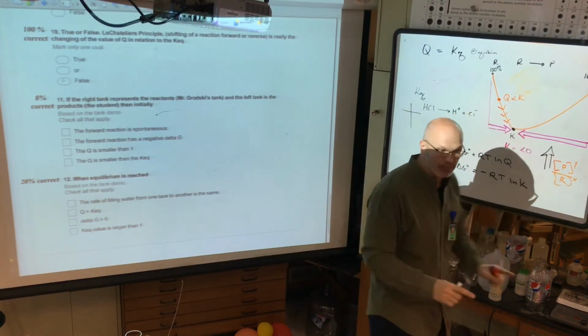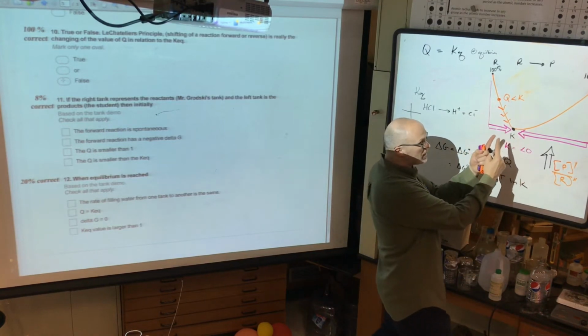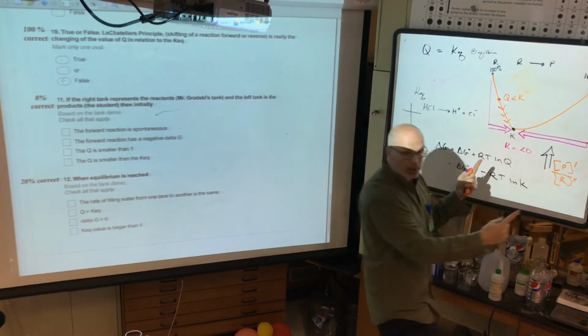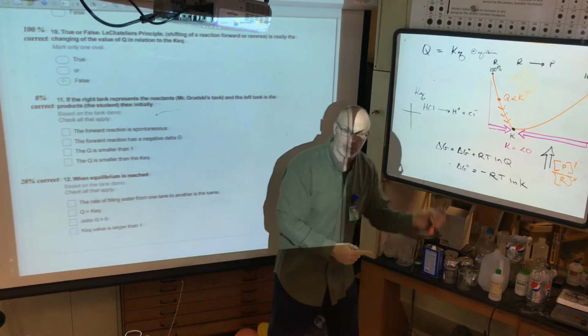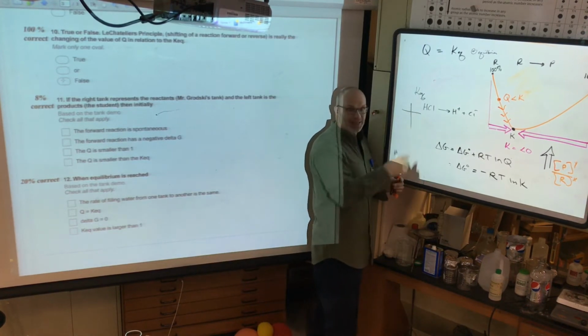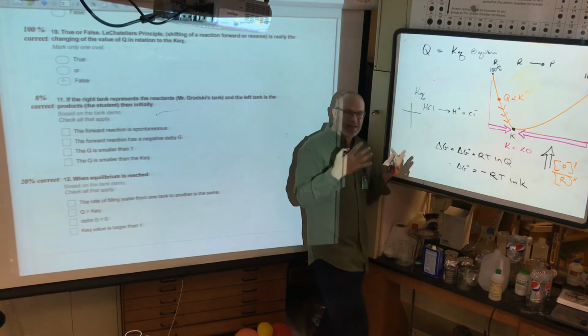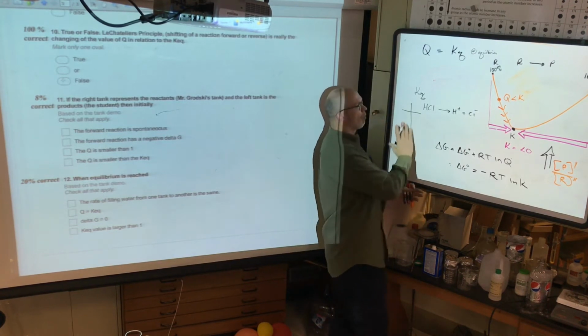So any reaction where the K is either extremely small or big is a completion. Okay, that's important. All right? And we'll get back to that. I told you what it was, but now it means so much more.